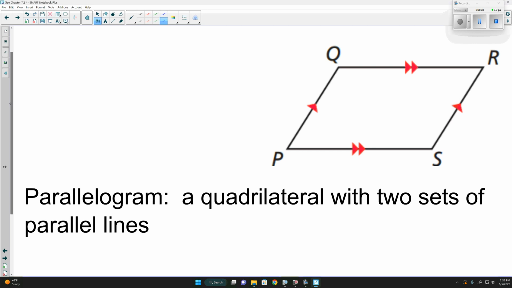So if we have a four-sided figure, it's going to be a quadrilateral. If we have two sets of parallel sides, we're not going to call it a quadrilateral, we'll call it a parallelogram. And if we get more information than that, then we're going to call it its most specific name. Questions on this so far?